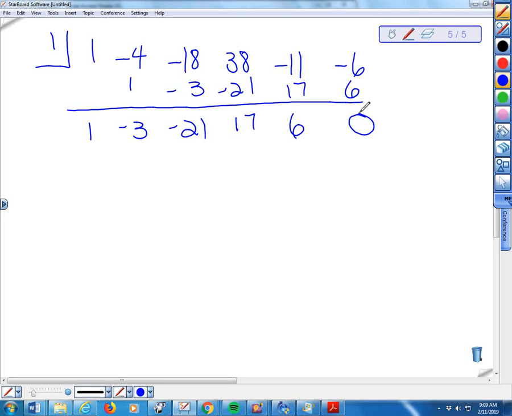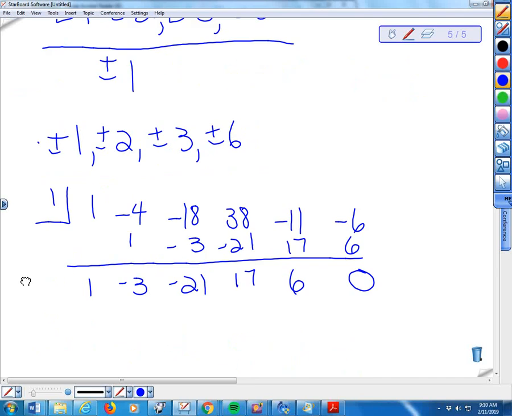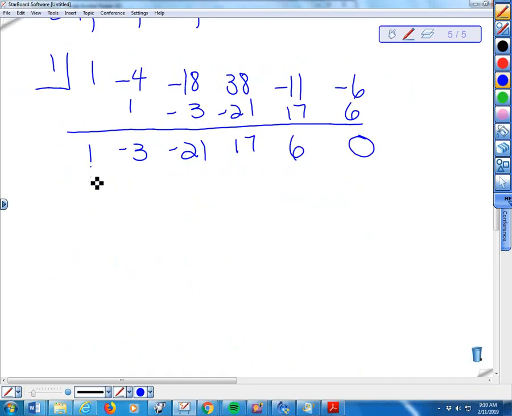Okay, let's interpret what I have left. I started with x to the 5th. I divided it by just an x minus 1, which really is the factor, right? So my answer now should be an x to the 4th. If I wanted to write it, I'm not going to, but it would be 1x to the 4th minus 3x cubed minus 21x squared, 17x plus 6. Okay, so I could rewrite it, but I already have it written here.